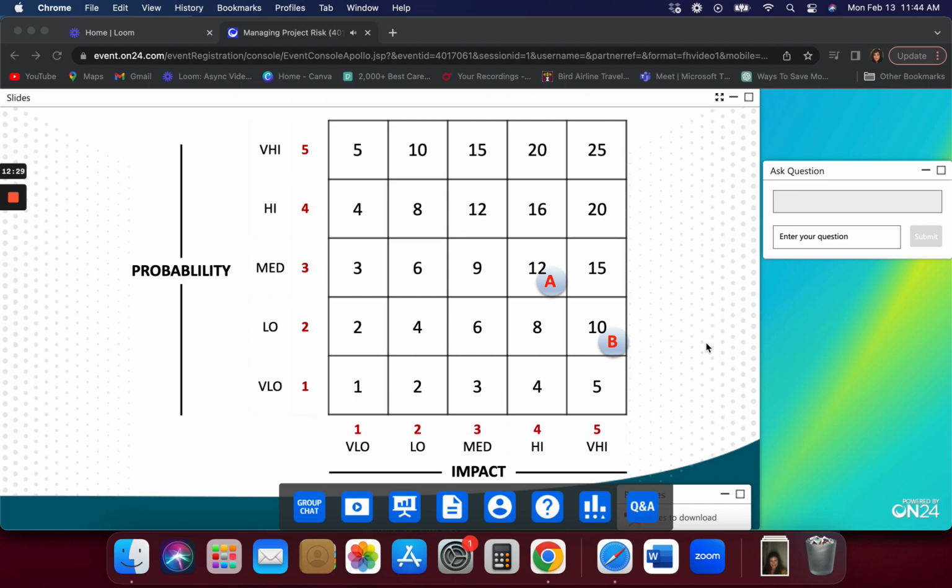And now we've got a number. We can say that risk A carries an exposure of 12. Risk B, an exposure of 8. Therefore, we must do 12 first. So that solves that problem.